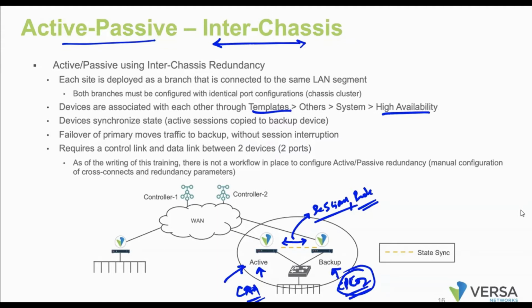With this type of inter-chassis implementation, what we are trying to achieve is that the devices will synchronize the states. The active sessions which are occupied on the first device will be copied to the backup device. In case the primary goes down, the traffic will be shifted to the secondary without any service interruption. We are going to switch the traffic from primary to the backup.